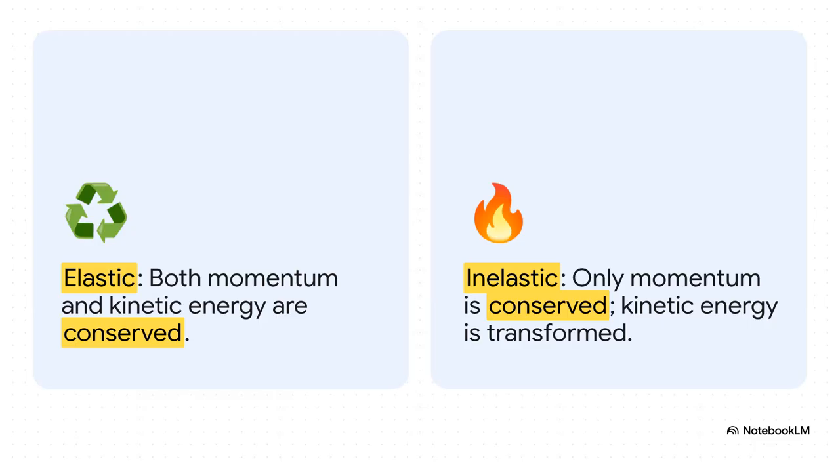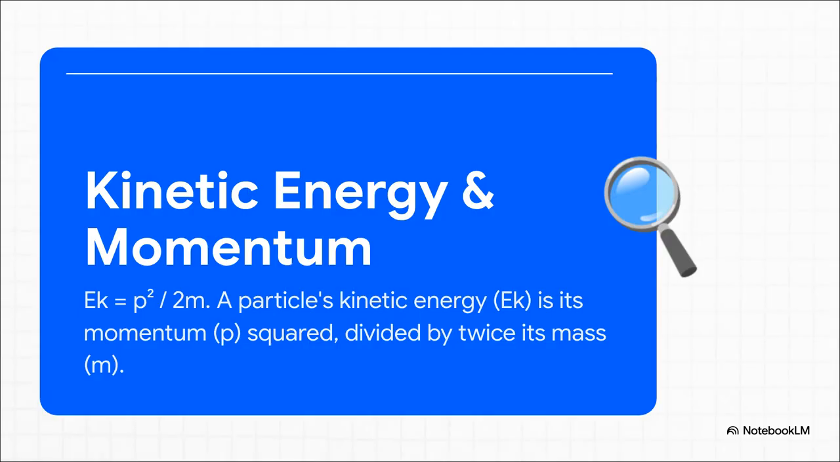In what we call a perfect elastic collision, like our ideal billiard balls, both momentum and kinetic energy are conserved. Nothing is lost. But in an inelastic collision, say a car crash, momentum is still conserved, but a whole bunch of that kinetic energy gets turned into other things, like heat from the crunching metal or the loud sound of the impact. And while we're on the topic, there's a really handy little formula that connects kinetic energy directly to momentum. An object's kinetic energy is just its momentum squared divided by twice its mass. It's a very neat relationship.